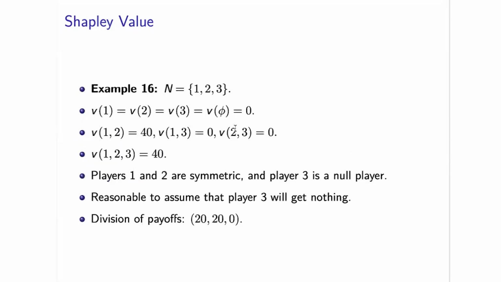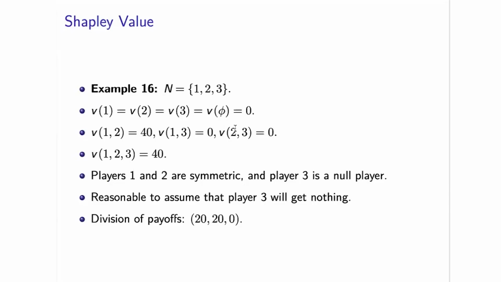Okay, let's look at another example to see some of the other issues that are fairly straightforward. Imagine a 3-player game where V1, V2, V3 are all equal to 0, V12 equal to 40, V13 equal to 0, V23 equal to 0, and V123 equal to 40, right? So there are two things that you should note from this game.